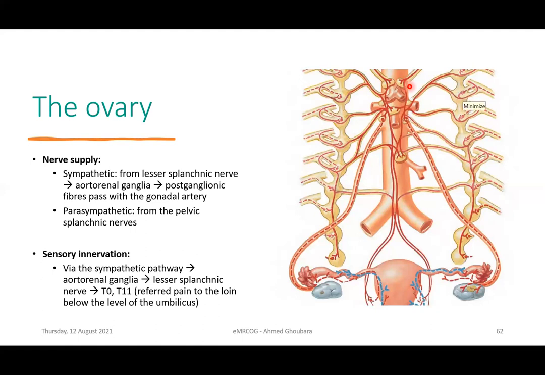So from the lesser splanchnic nerves, T10 and T11, post-ganglionic fibers pass to the gonadal arteries. Can you see these gonadal arteries? So sympathetic fibers, I'll zoom in here for you, just a minute. We need to zoom, please.